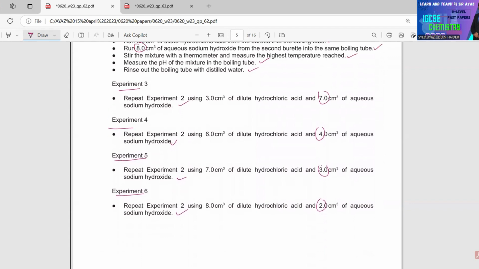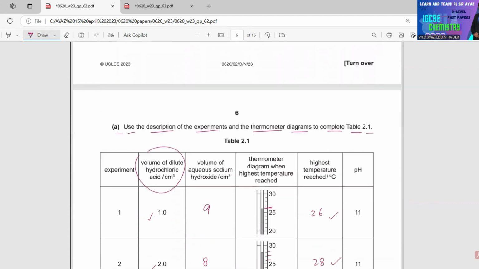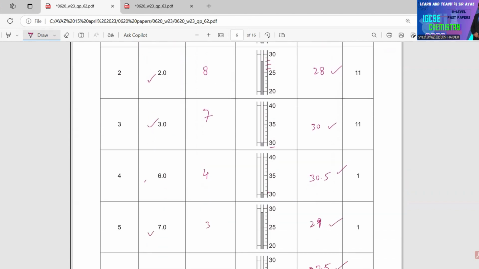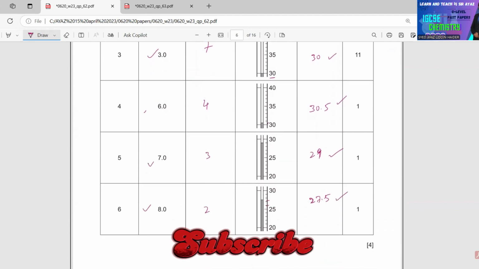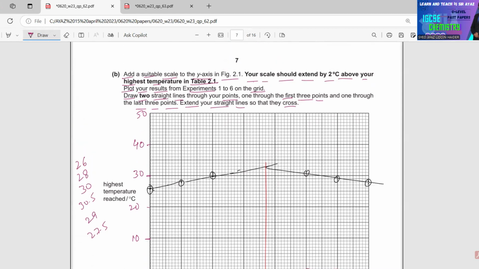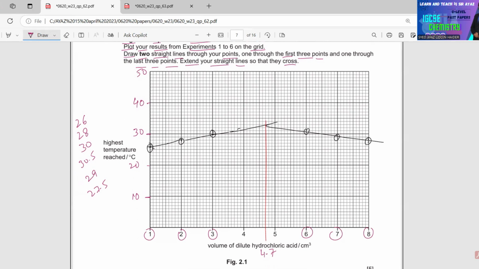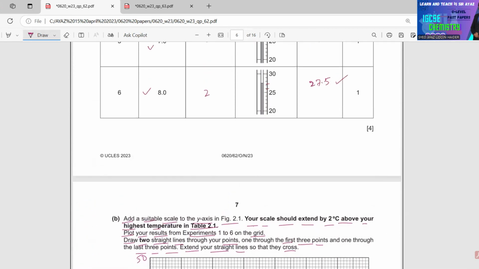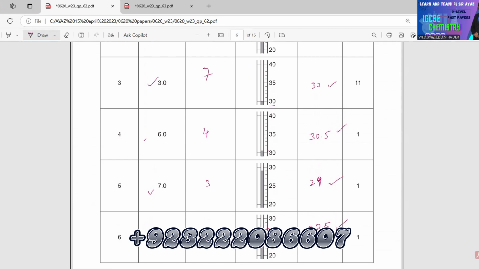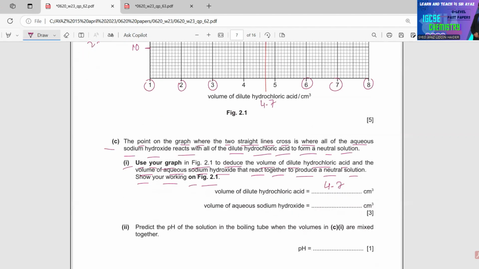These are the readings for aqueous sodium hydroxide. If you look at the highest temperature attained in this, that's 33. It's around 30.5 and 33. So that will be the highest temperature attained. So the volume must be between 4 and 7. You can write 5 and 7.